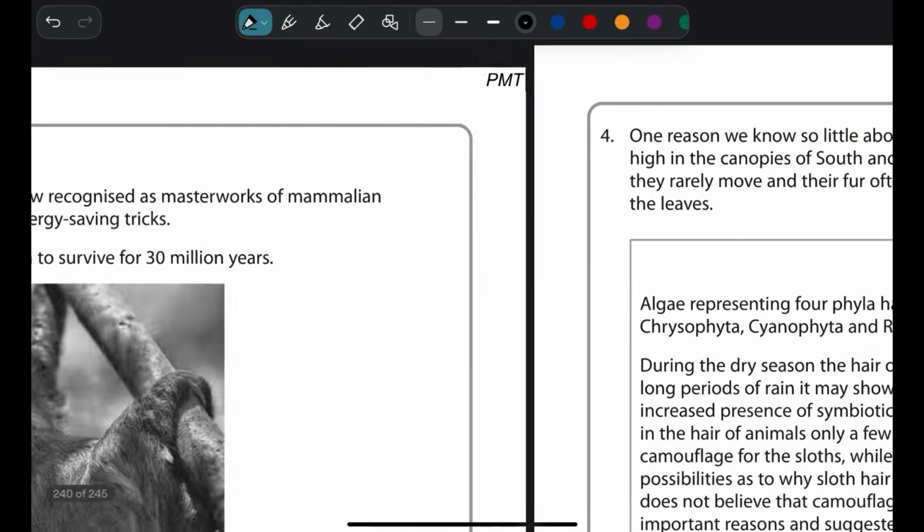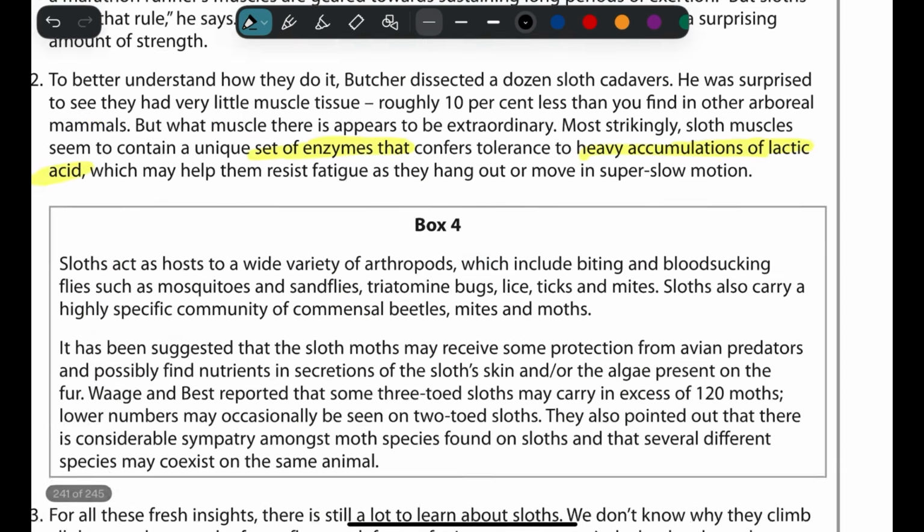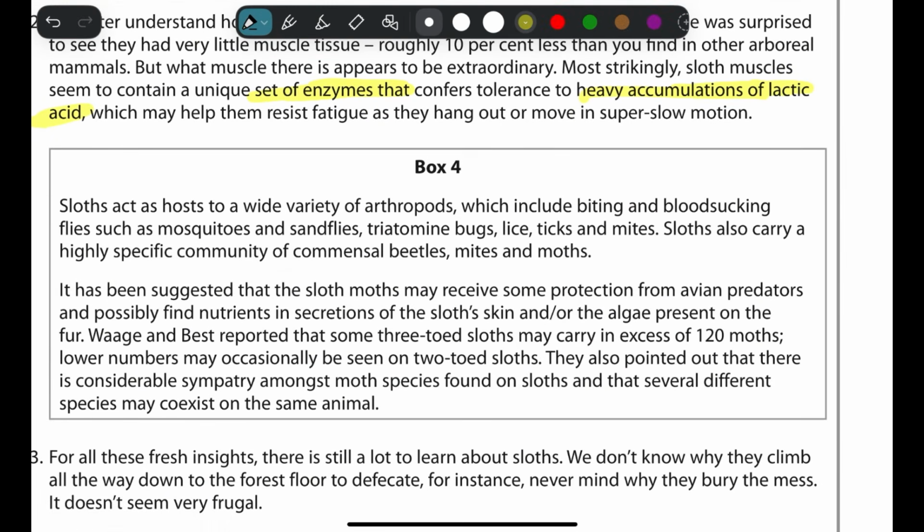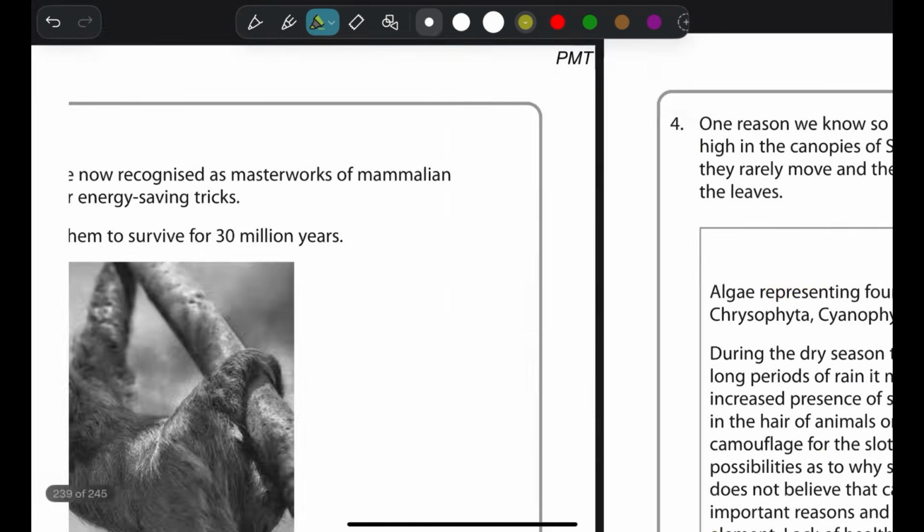Okay, so by the looks of it, we need to go to box 4 as the final bit of this. So reading box 4, sloths have a lot of arthropods, like the flies and mosquitoes, and this is what we had. There's a specific species of beetles, mites, and moths. They said the sloth moths get protection from predators. If I can highlight that, protection from predators, nutrients in the sloth skin. And then this other bit, the sympatry. So sympatric speciation. Okay, interesting.